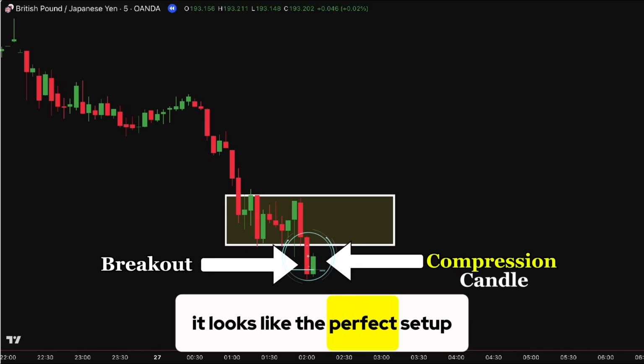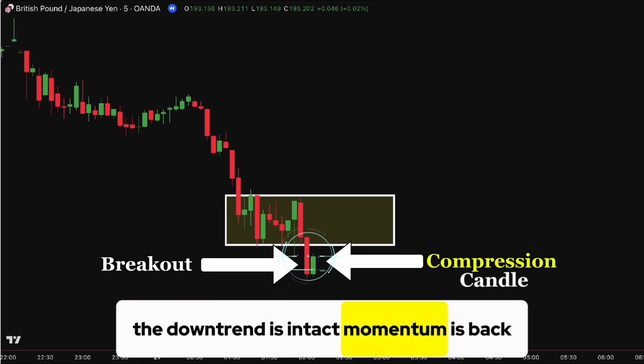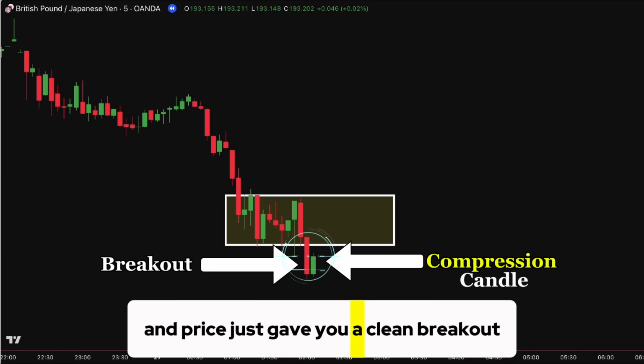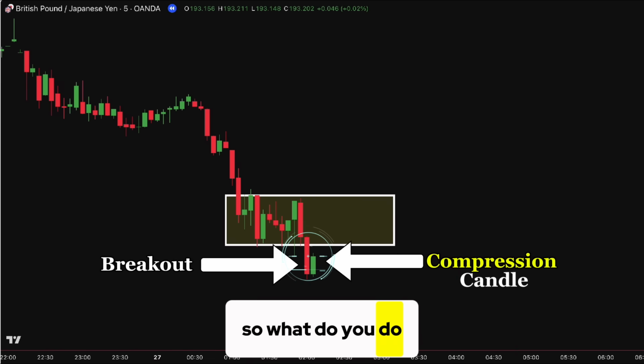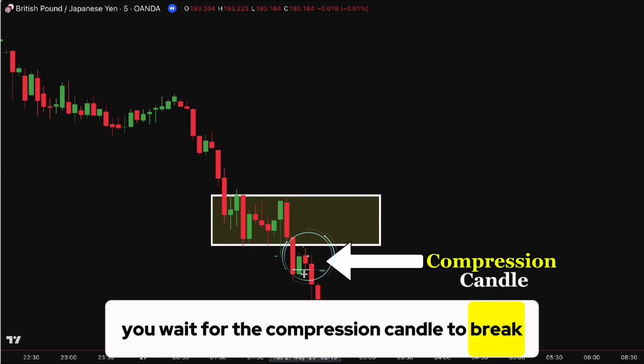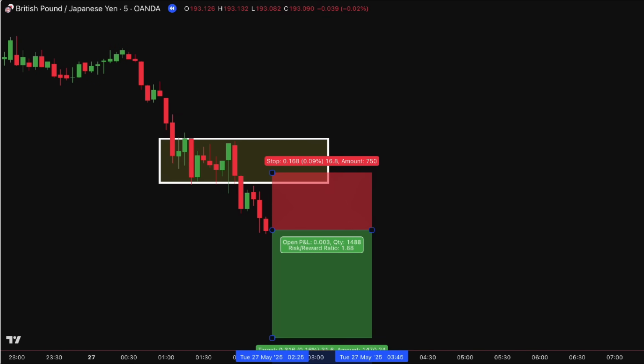It looks like the perfect setup. The downtrend is intact, momentum is back, and price just gave you a clean breakout. So what do you do? You wait for the compression candle to break, and when it does, you enter the trade. The market breaks below, confirming the setup. You place your stop loss just above the mother candle and aim for a solid risk to reward.